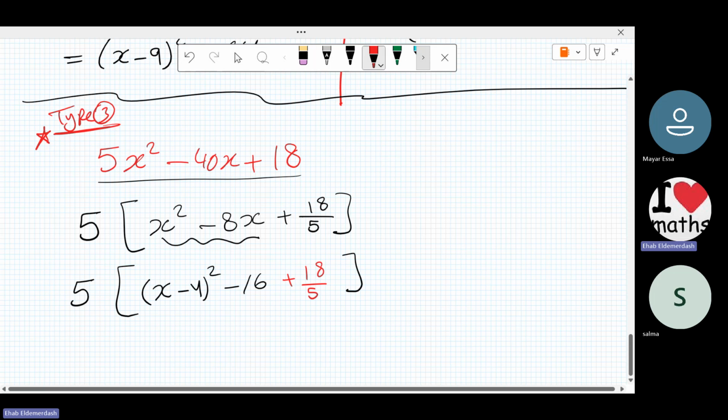So again, what I did. First step, I divided all the equation by 5. So it becomes x squared minus 8x plus 18 over 5. Now I have to deal with the first 2 terms together, x squared minus 8x. So it's (x minus 4) squared minus 16 plus 18 over 5.